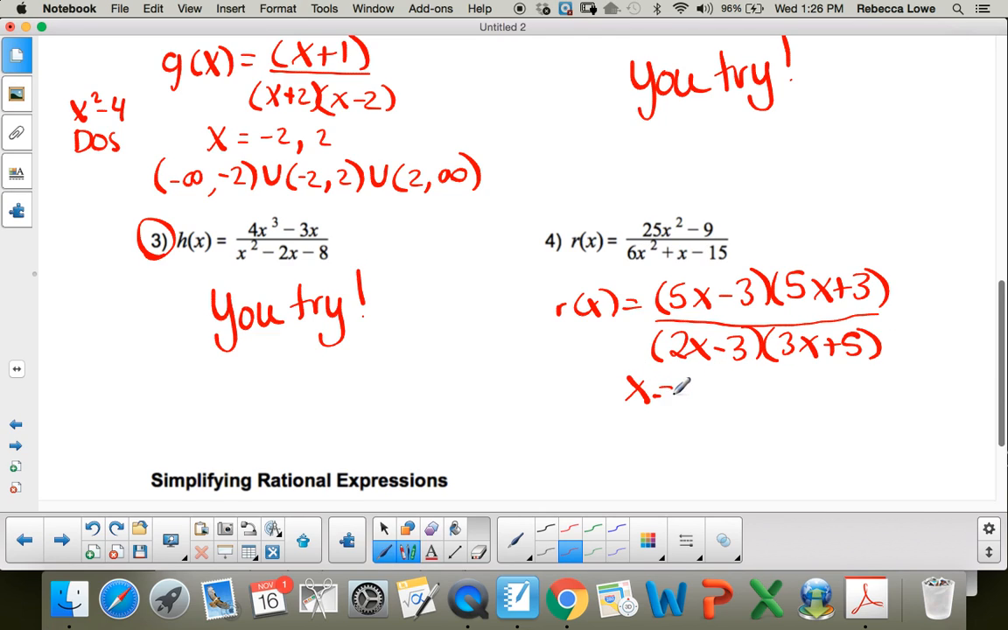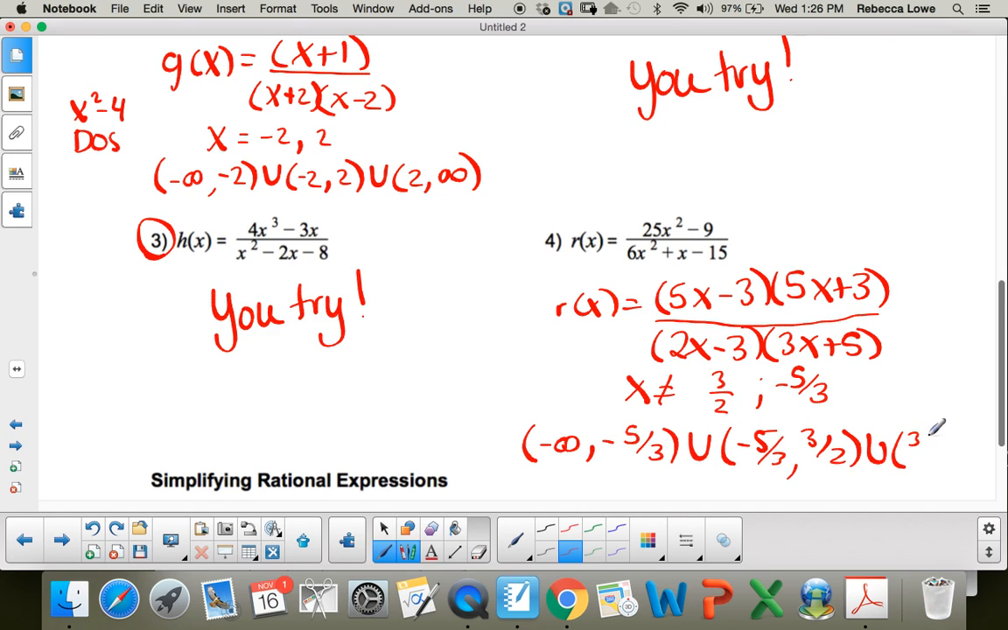And therefore the restrictions that x cannot be, it cannot be positive 3 halves. I need to erase that negative. And it cannot be negative 5 thirds. Those are its two restrictions. Those are where its asymptotes will be. The domain is from negative infinity to negative 5 thirds. Skips over 5 thirds, and it goes from negative 5 thirds to 3 halves. Skips over 3 halves, and it goes from 3 halves to infinity. You guys also had to do this on your first term exam, so you should know how to do this.